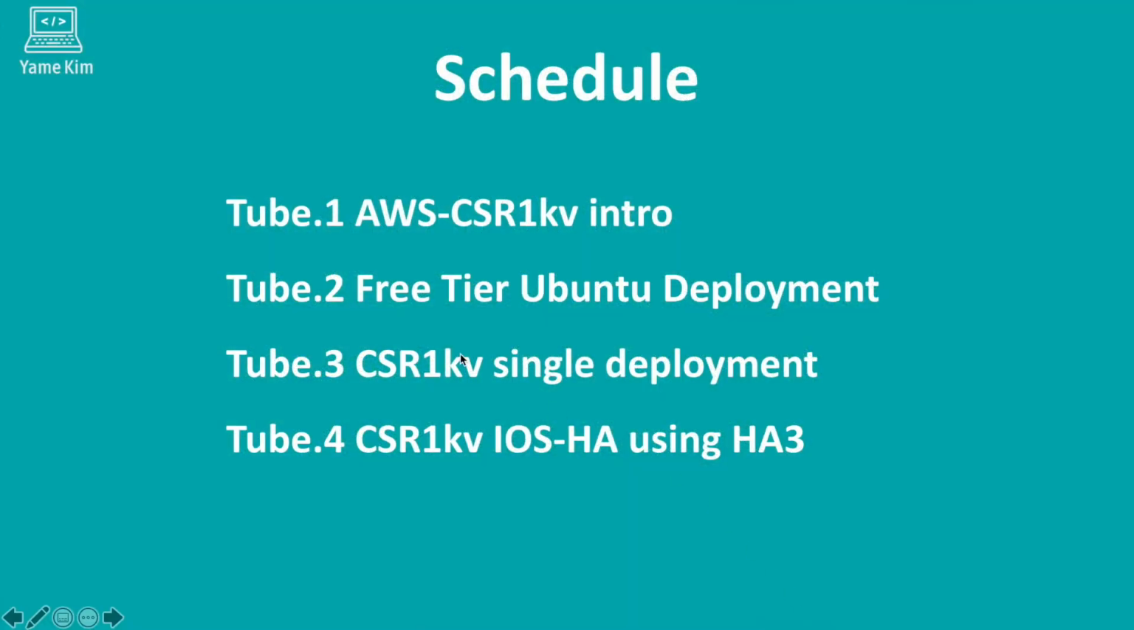First time, I will show you just very basic information about AWS. Second time, I will show you about free tier Ubuntu deployment. Third time, I will demonstrate a single deployment of CSR 1000v. And fourth time, lastly, I will show you about the HA redundancy using HA version 3 of CSR 1000v itself.